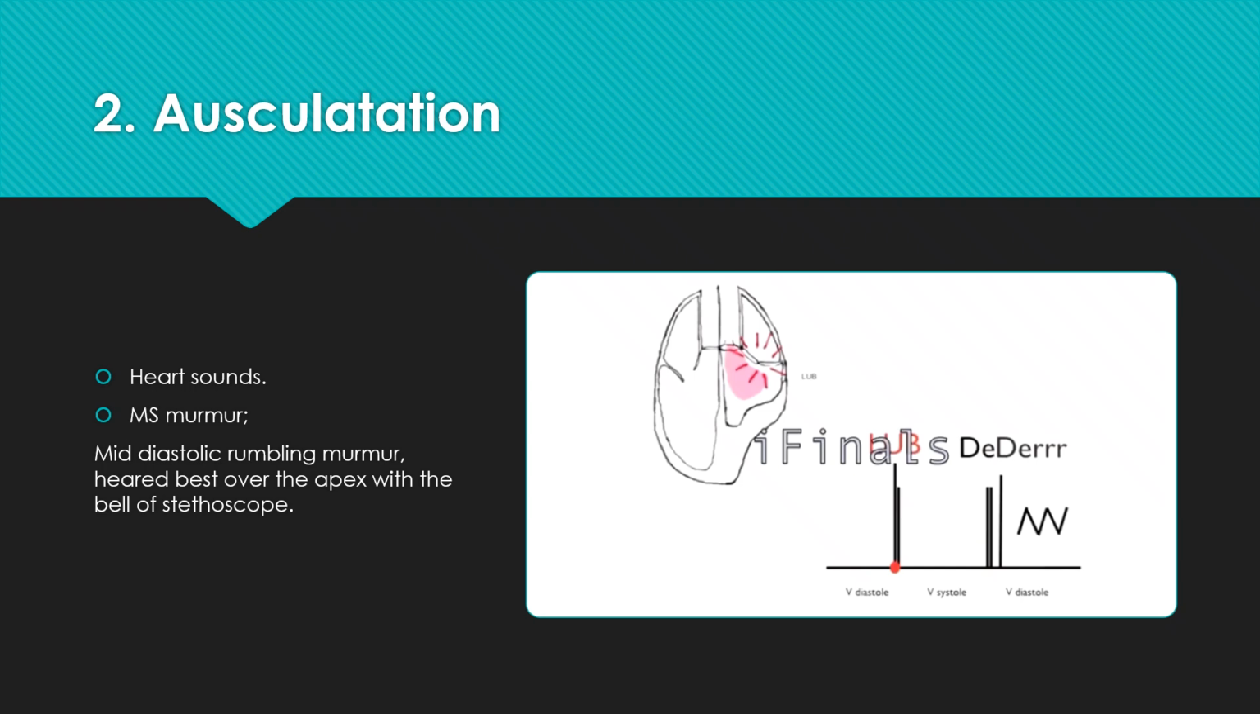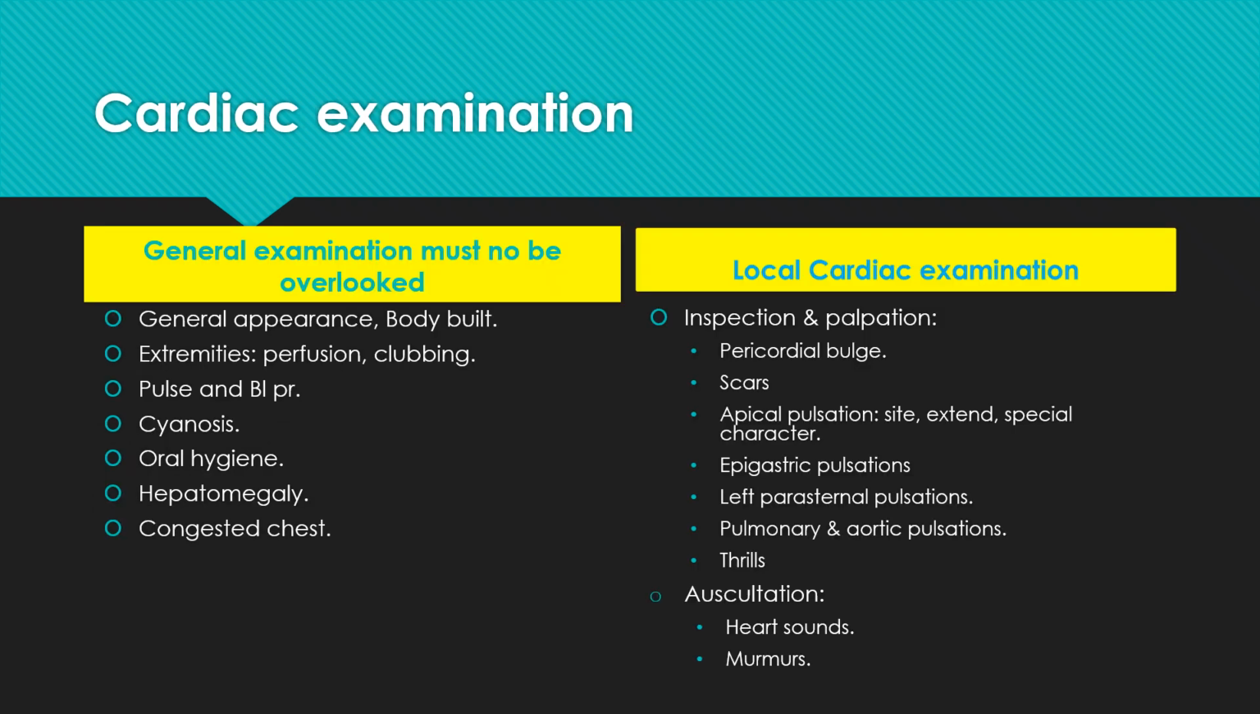The other diastolic murmur that can be heard is the mitral stenosis murmur, which is a mid-diastolic rumbling murmur best heard over the apex. And this slide presents the most important points of the basic cardiac examination.